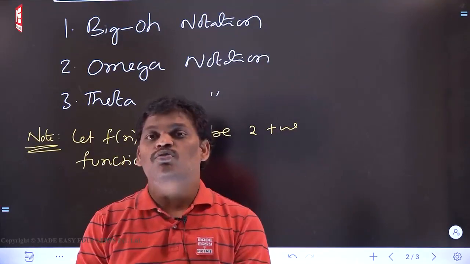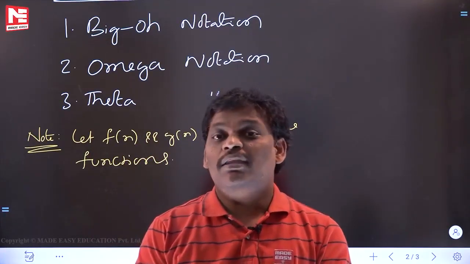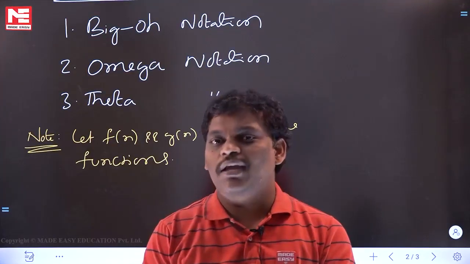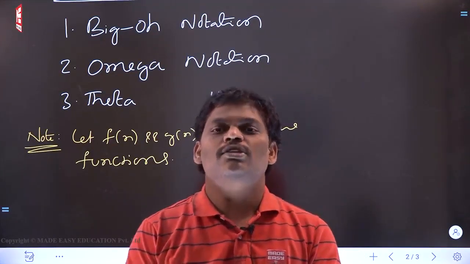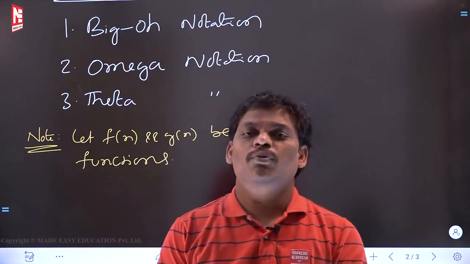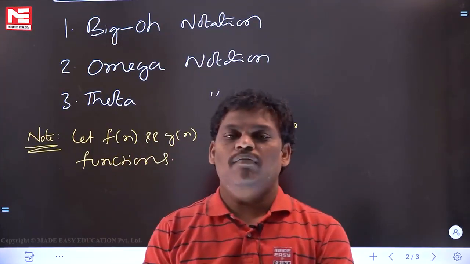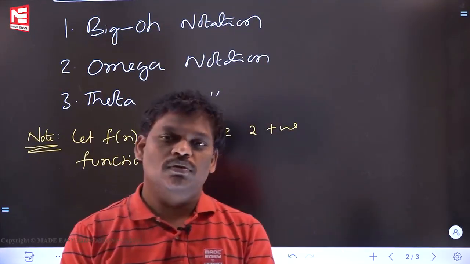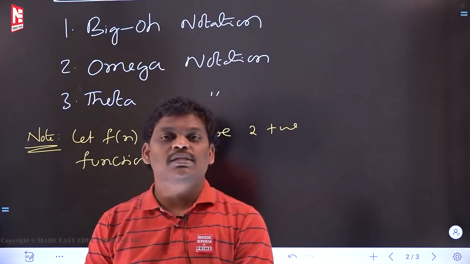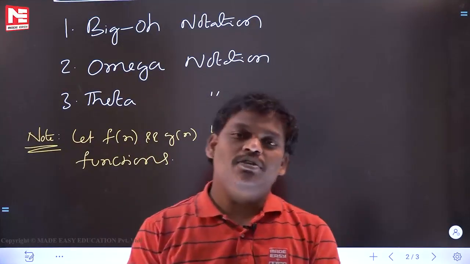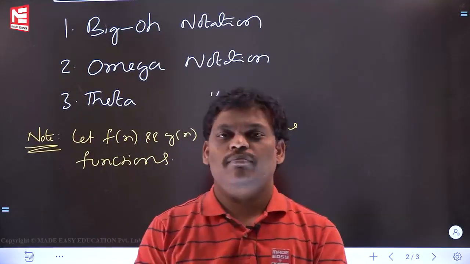f of n is a positive function. But that n, whatever is there, is an integer, because n is normally the number of inputs. The function will take n inputs, where n is the number of inputs, so that will be an integer. We don't discuss fractional values of n. n is an integer, but f of n may be a fraction.